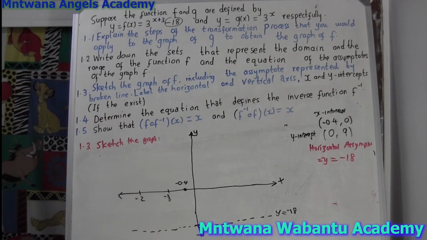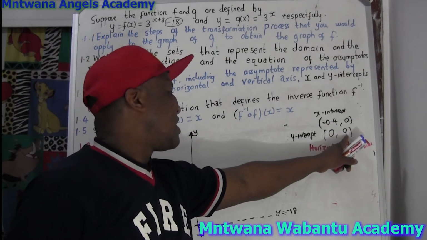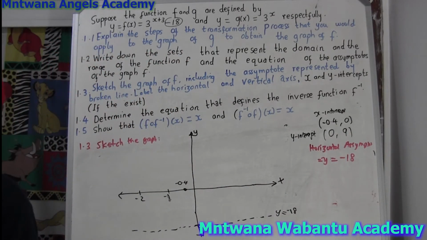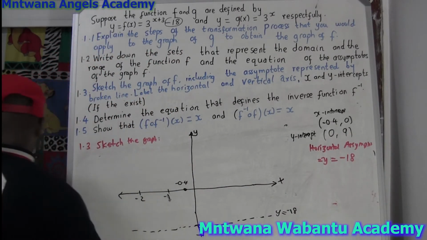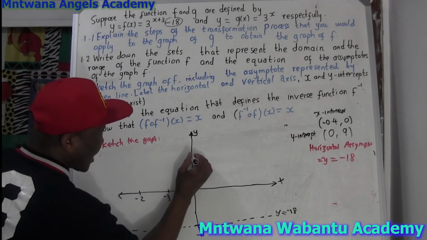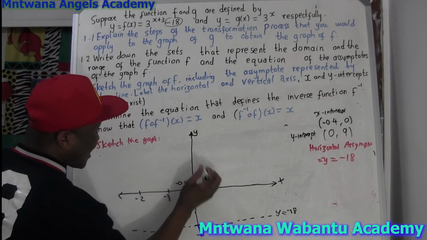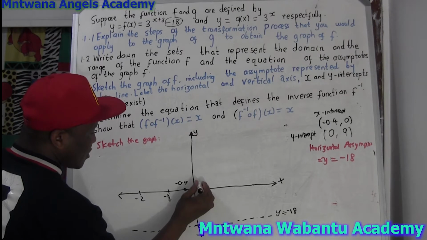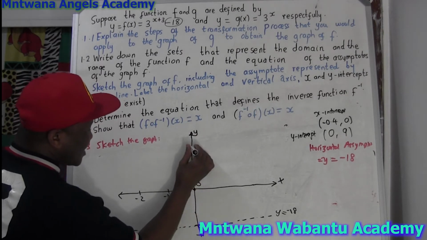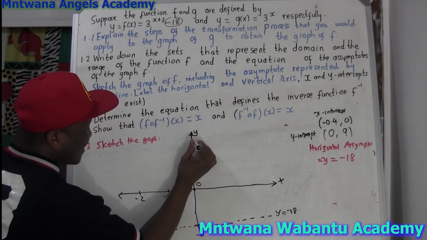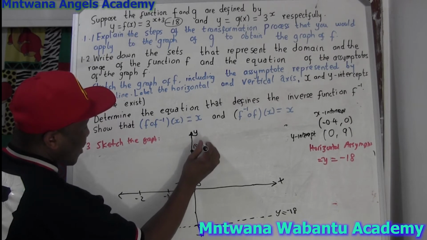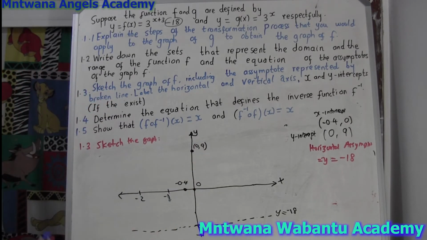Now the y-intercept is equal to 9. So this graph is going to cut at 9. Let's assume this is 9, because this is 0. This is a rough sketch. x equal to 0, y equal to 9. So this is how the graph is going to go.